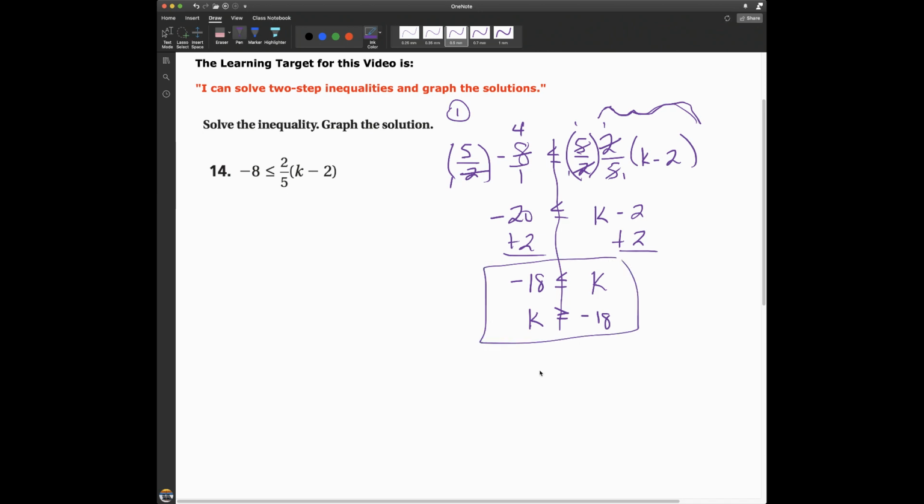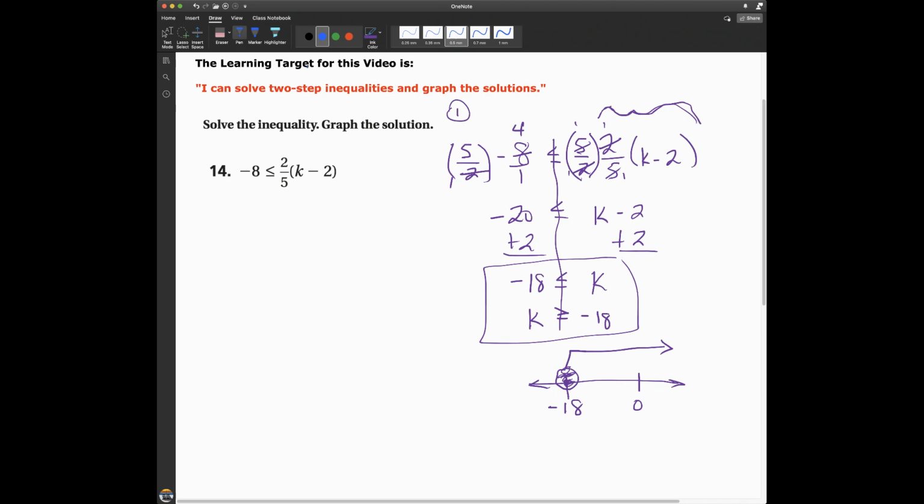And then can we graph that? We can. So here's my -18. This is where 0 is. I put a circle around there. I'm going to go up and to the right to show greater than, and I'm going to shade in to show equals. And there you go. So pretty straightforward. I like solving these types of problems when they look like this. I like solving them this way.